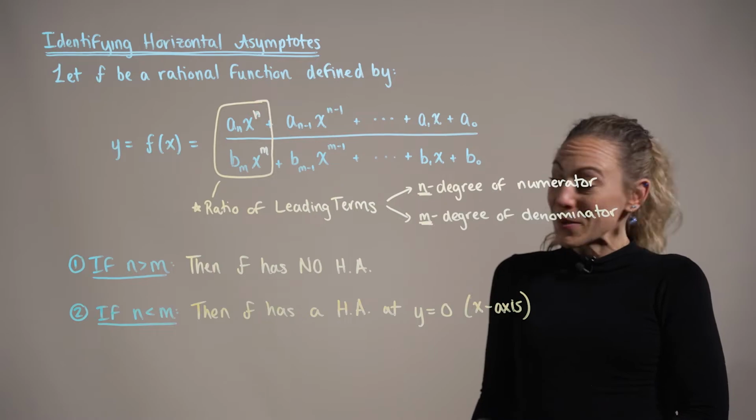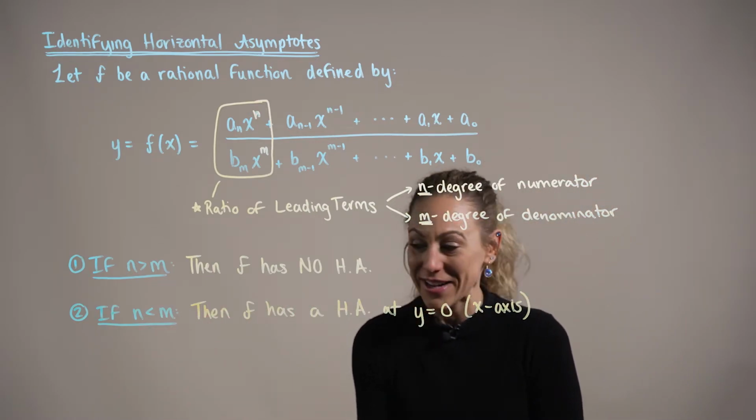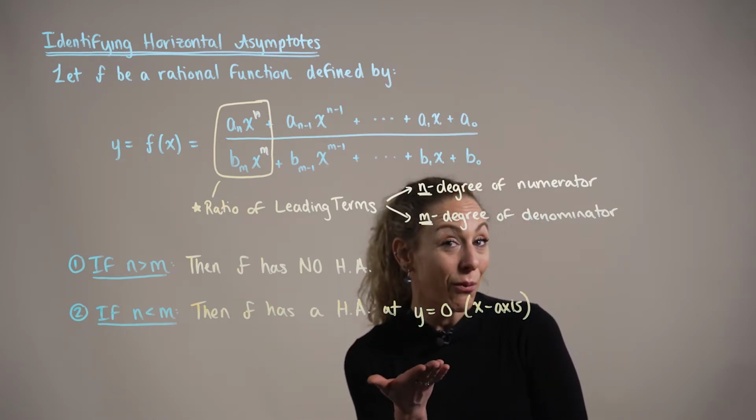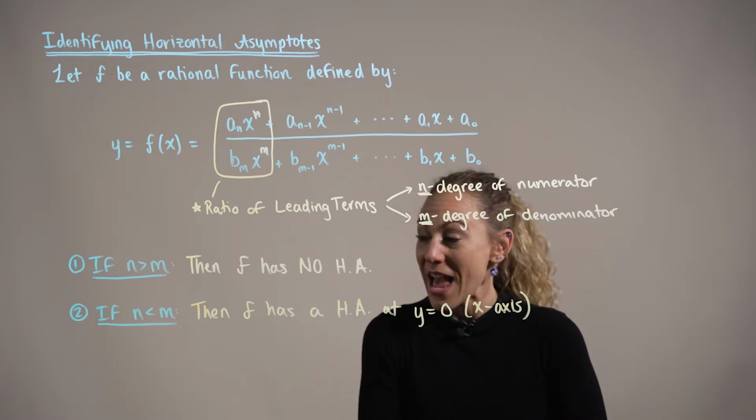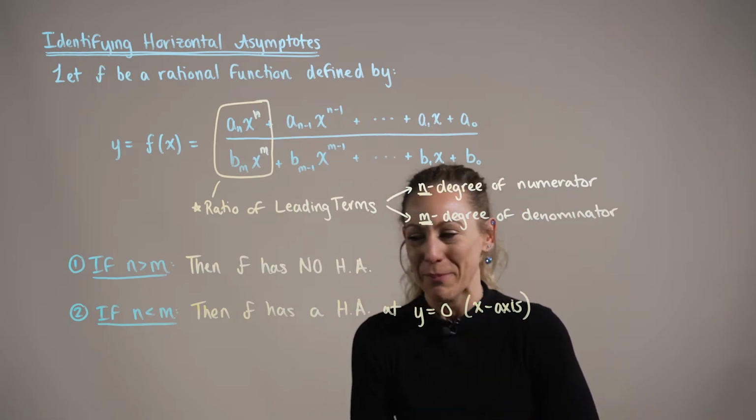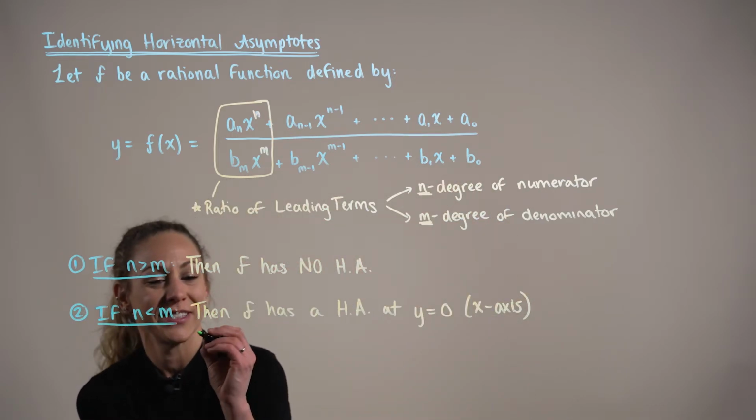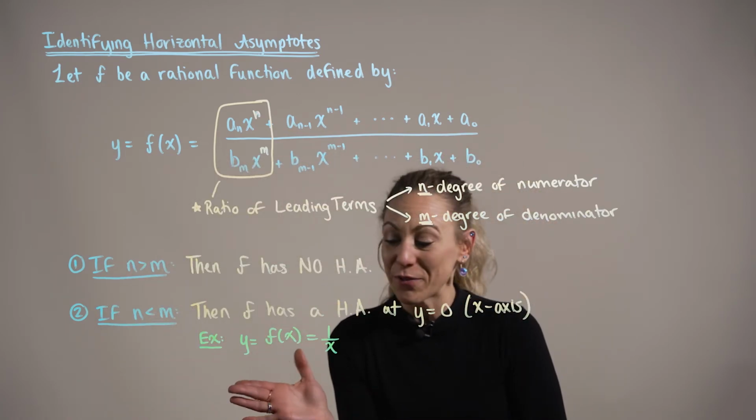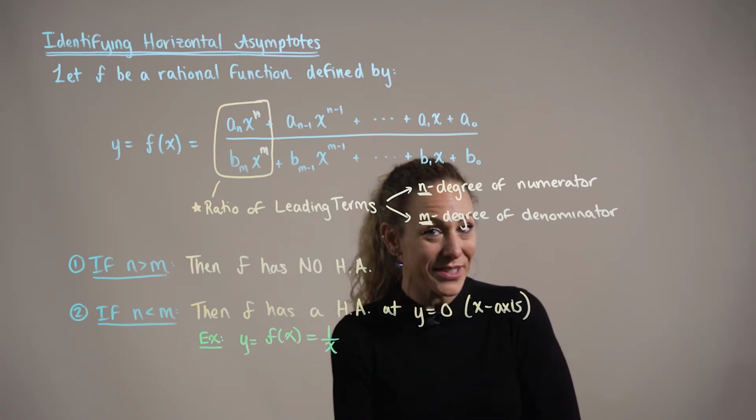Now in case 2, when the degree in the numerator is less than the degree in the denominator, then we know that our rational function is going to have a horizontal asymptote at y equals 0, or in other words, at the x-axis. And we're familiar with this case. An example of this case is the reciprocal function. So as we saw earlier, the reciprocal function has a horizontal asymptote along the x-axis, or y equals 0.